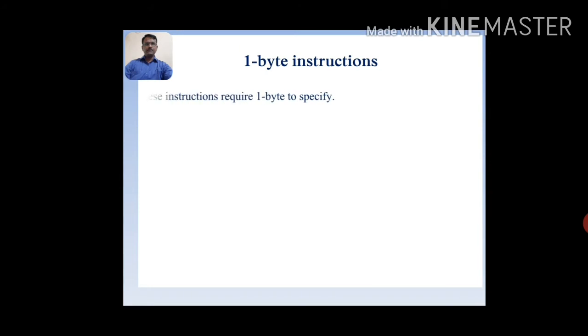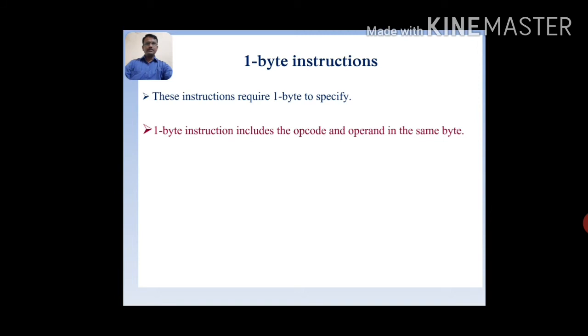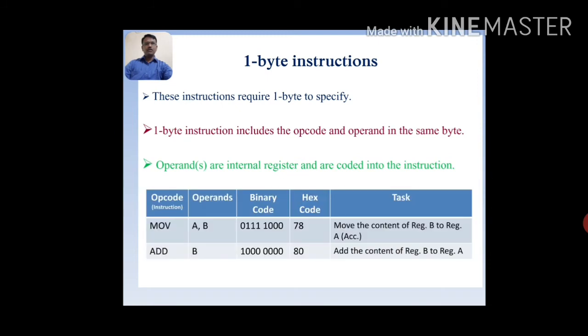So first type is the 1 byte instruction. These instructions require 1 byte to specify. A 1 byte instruction includes the opcode and operand in the same byte. Operands are internal registers and are coded into the instruction. For example, the instruction is MOV A,B. So opcode will be move, the task to be performed, and A,B both are general purpose registers. This instruction will move the content of register B to the accumulator, meaning register A. So the binary code 0111 1000, in hex, can be written as 78.